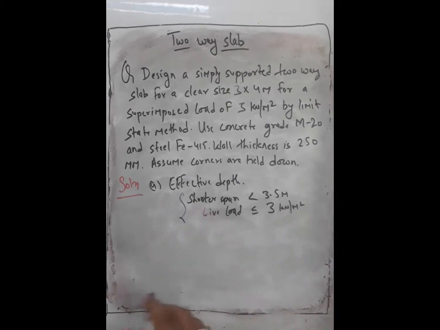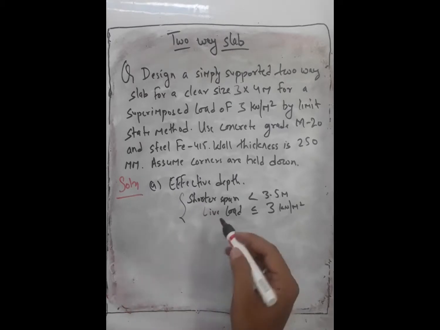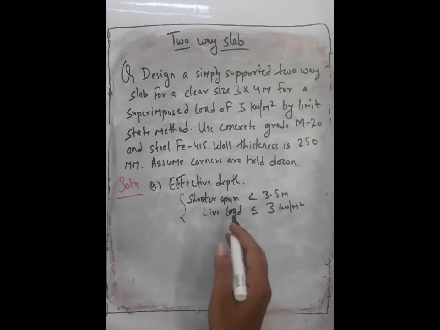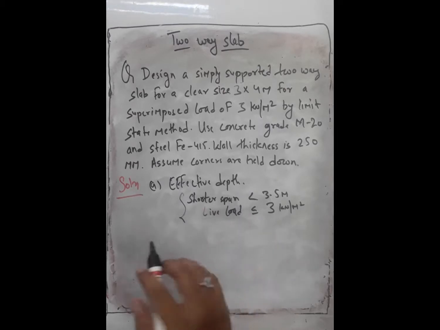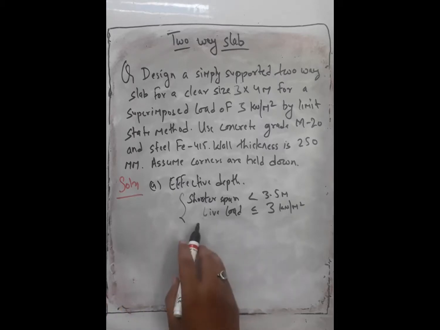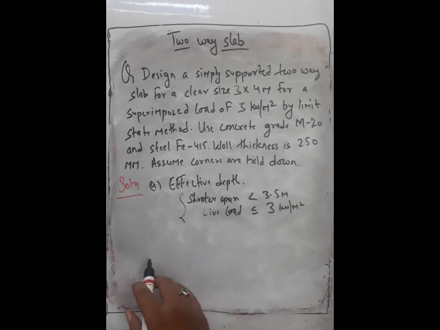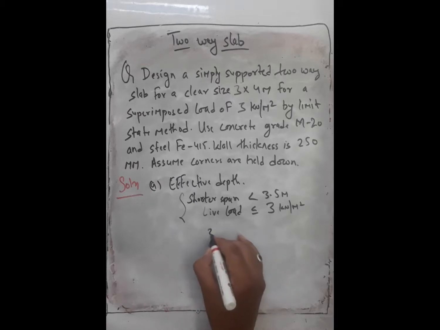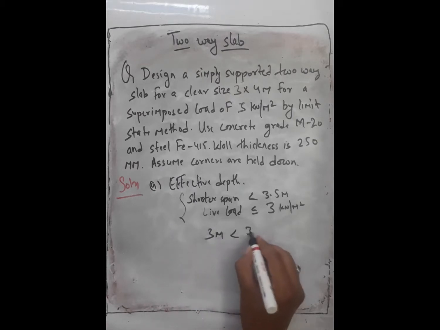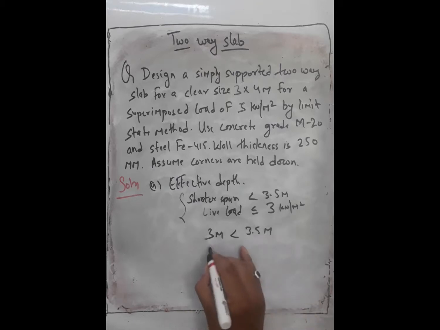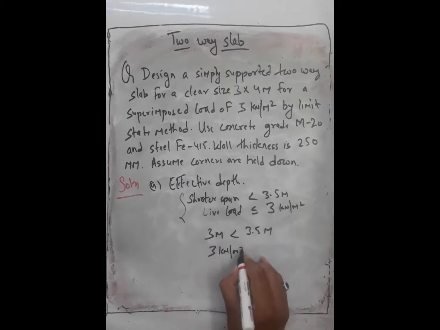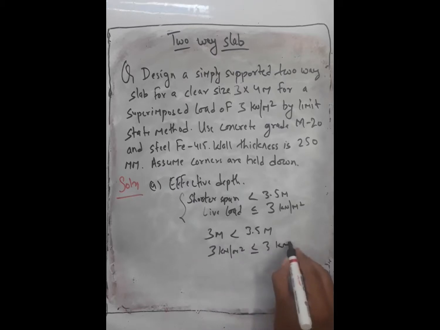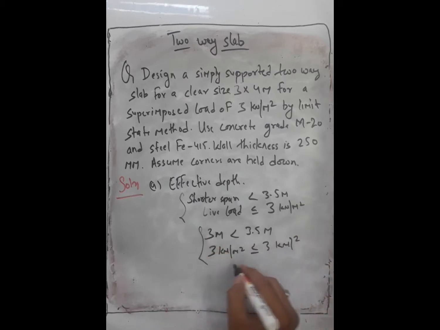These two conditions we have to check before finding the effective depth, because if these conditions are not satisfied we have to take the L by D ratio the same as for a one-way slab. If they are satisfied then we take the L by D ratio as given for the two-way slab condition. Here the shorter span is 3 meter, which is less than 3.5 meter, and the live load is 3 kilonewton per meter square, which is less than or equal to 3. So this condition is satisfied.